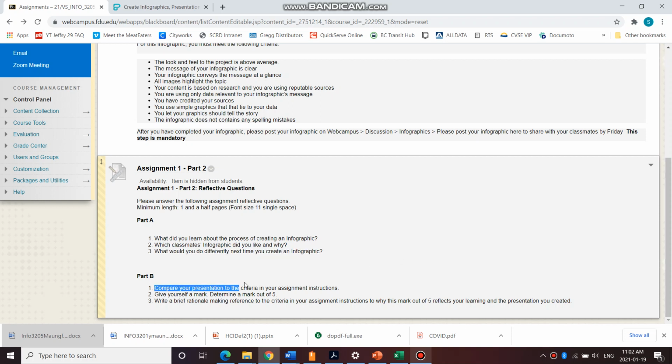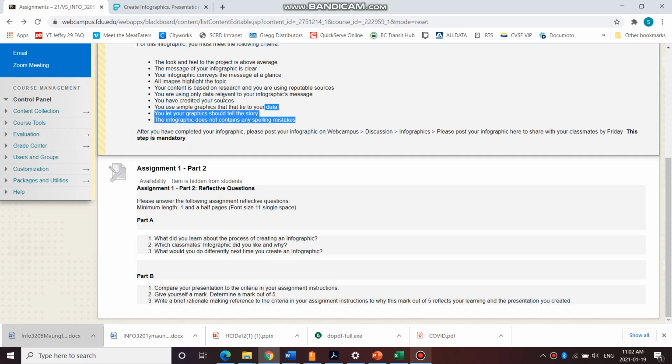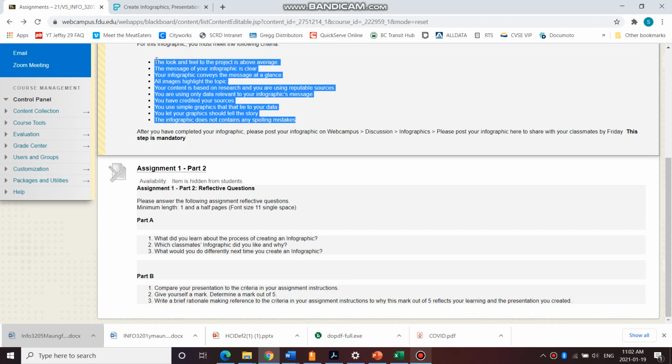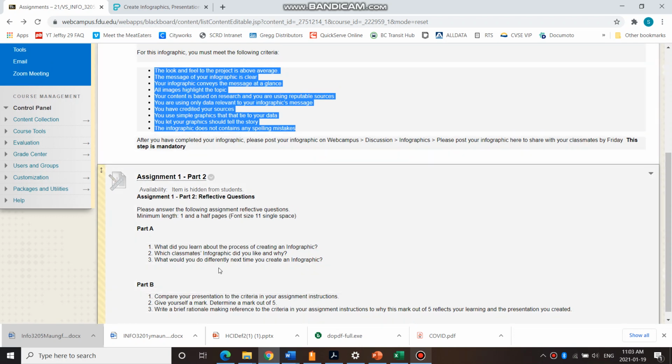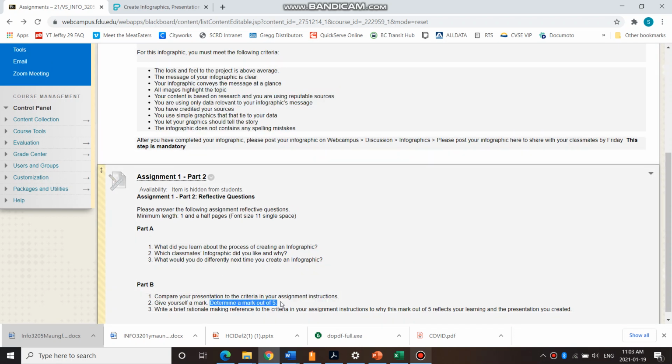Next, part B. Compare your presentation to the criteria. Look at your assignment, look at your infographic, and take a look at the criteria here and compare it. How do you think you did? I want you to give yourself a mark out of 5. And don't worry, this mark has nothing to do with the mark that I'm going to assign you.